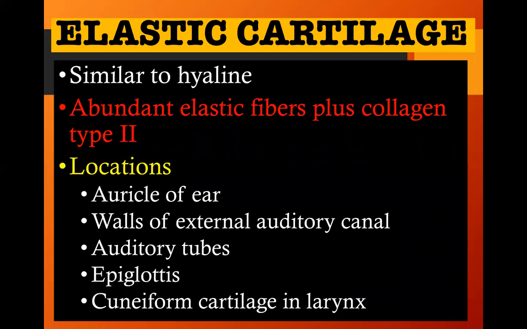Okay, as compared to your hyaline cartilage, your elastic cartilage is actually similar, but it has an abundance of elastic fibers. It also has collagen type 2, but with an abundance of elastic fibers. Where is it located? Elastic cartilage is found in the ear, the auricle, the external auditory canal, the auditory tubes, and your epiglottis, except for the cuneiform cartilage in the larynx. Those are all the locations of the elastic cartilage.